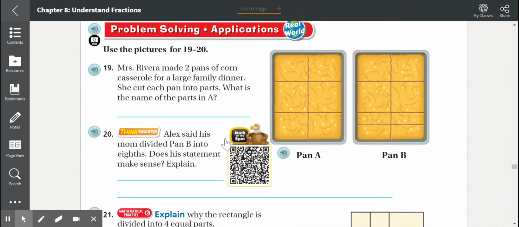Okay, turn your page. And we're going to look at number 19. Mrs. Rivera made 2 pans of corn casserole for a large family dinner. She cut each pan into parts. What is the name of the parts in A? So we're looking here at A. So she's cut this pan into 1, 2, 3, 4, 5, 6. What do we say when it's called 6 equal pieces? If you're thinking 6, you're right.